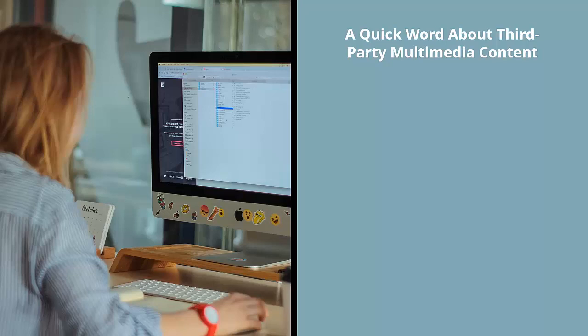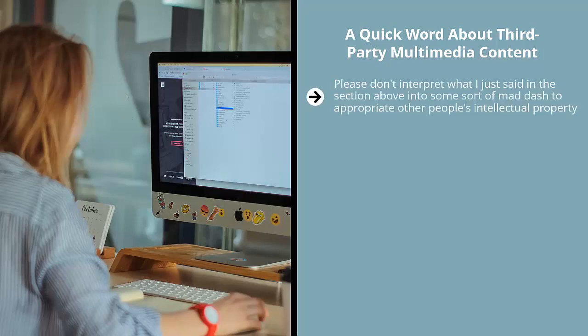A quick word about third-party multimedia content. Please don't interpret what I just said in the section above into some sort of mad dash to appropriate other people's intellectual property. You can't just take a video off YouTube and embed it in your content simply because it's related to your content's topic. That might land you in hot water. You have to do it the right way.